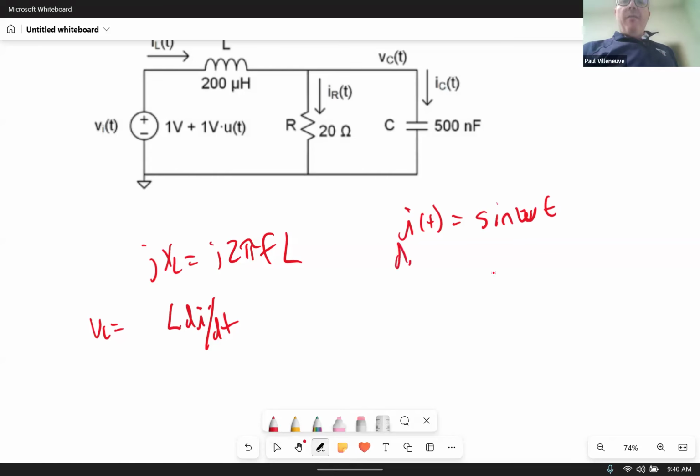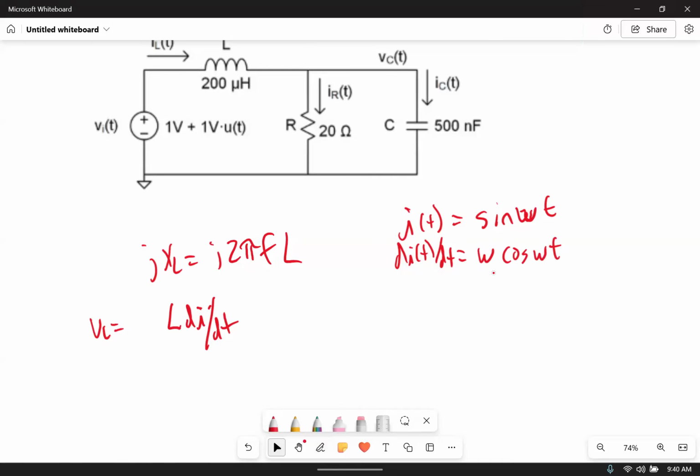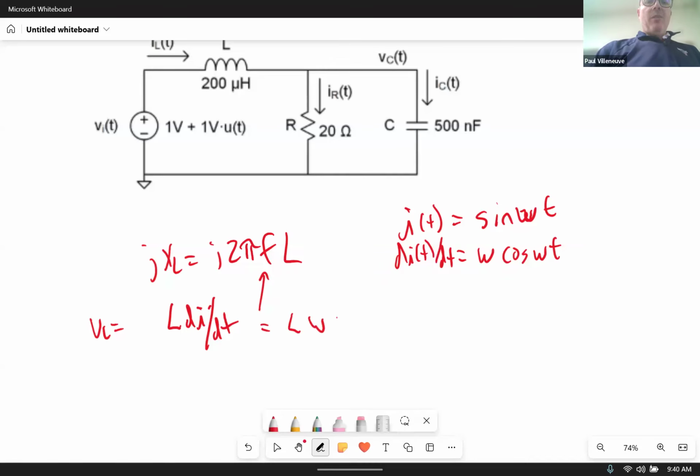So the derivative of i(t), what is the derivative of i(t) equal to? It's omega times the cosine of omega t, right? Chain rule. Now I can plug that in here, right? So this is equal to L times omega cosine of omega t, correct?